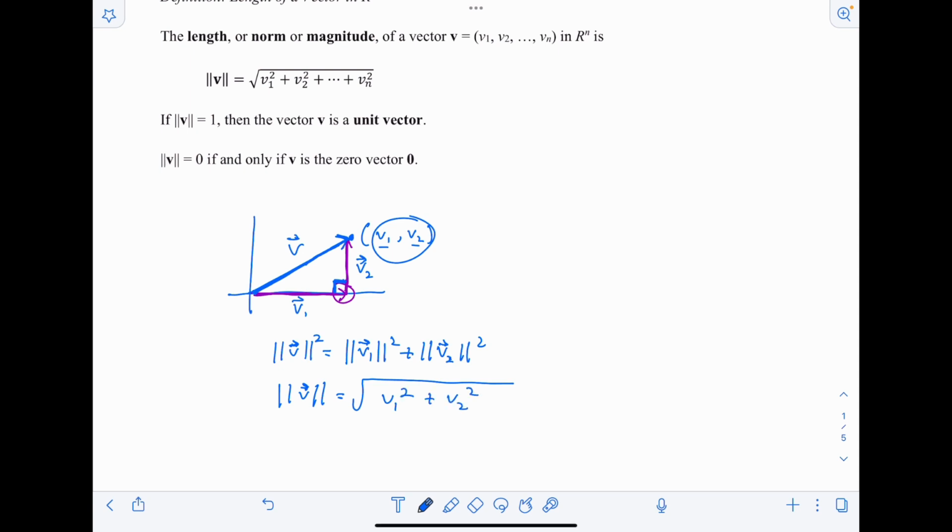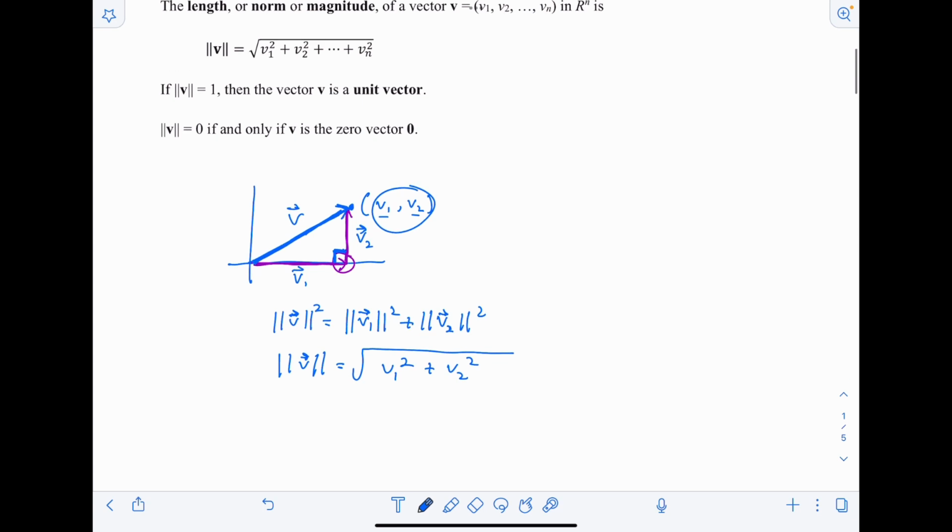So in other words, and this again extends to any n space. If we were in 3 dimensions, this would work exactly the same way. 4 dimensions doesn't matter. The point is, no matter what dimension you're in, if you just square each of the components within that vector, add them together, take the square root, that is going to give you the length or the magnitude of that vector. Okay, so hopefully a fairly straightforward concept here.